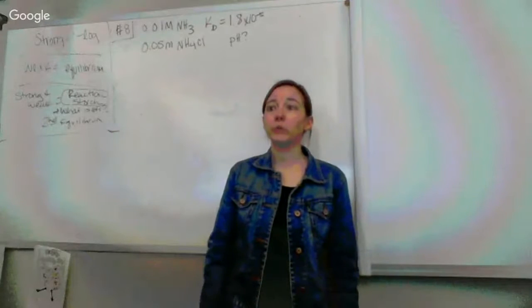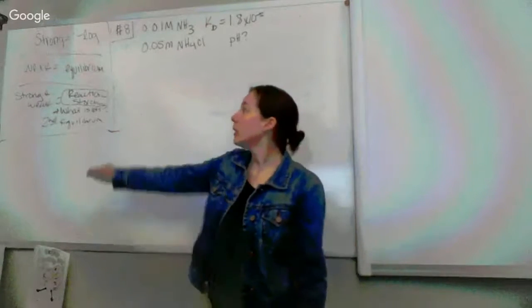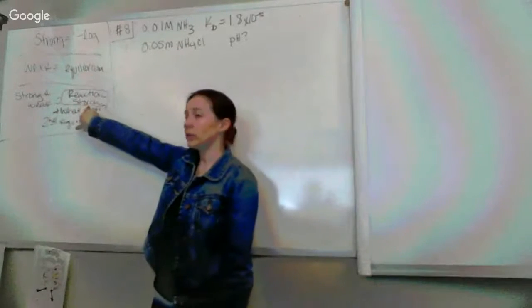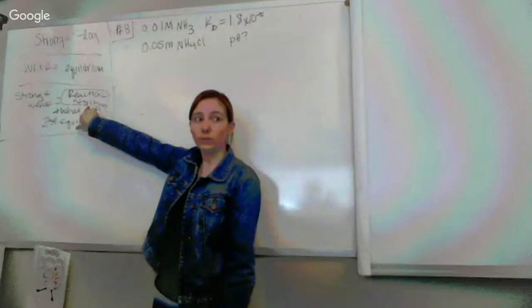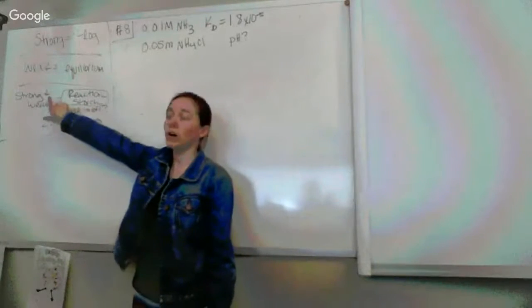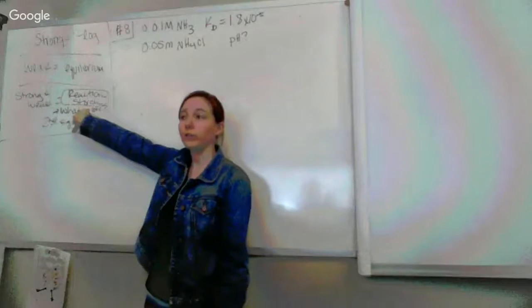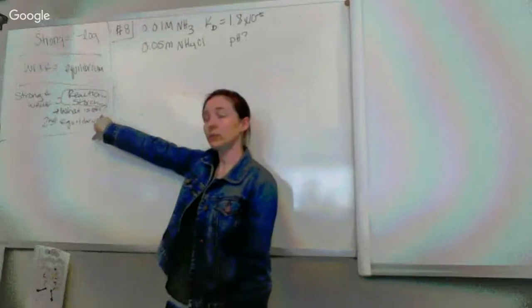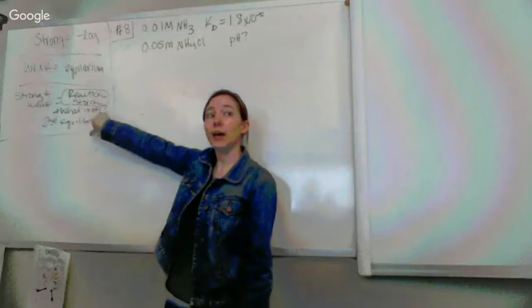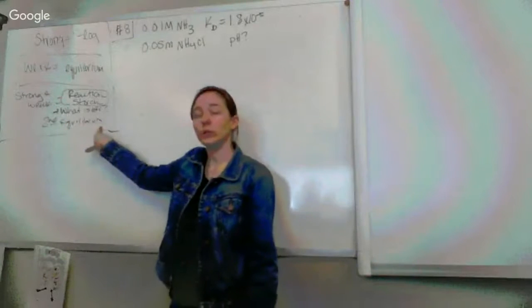And today when we work through them, I'm going to show you how that can be true. So this says reaction stoichiometry. You'll do that first. With your strong and your weak, you'll put those together to figure out then what is left. And then with what's left, you'll do an equilibrium problem.